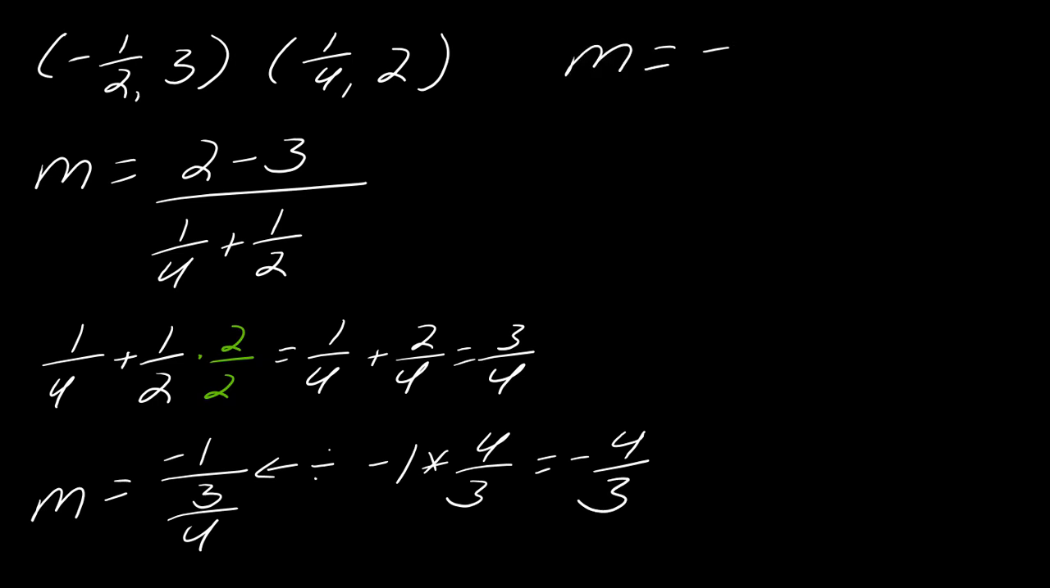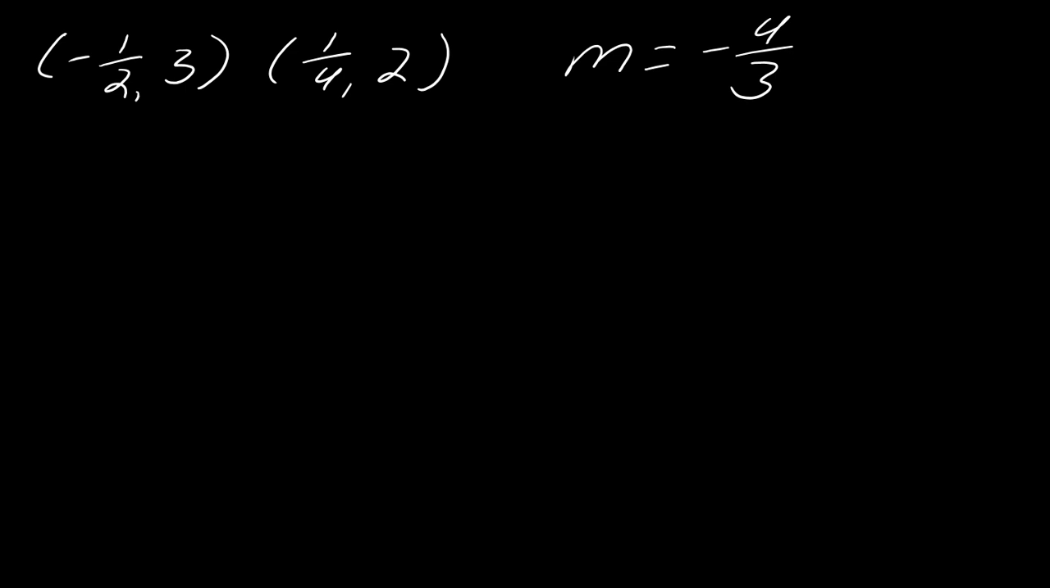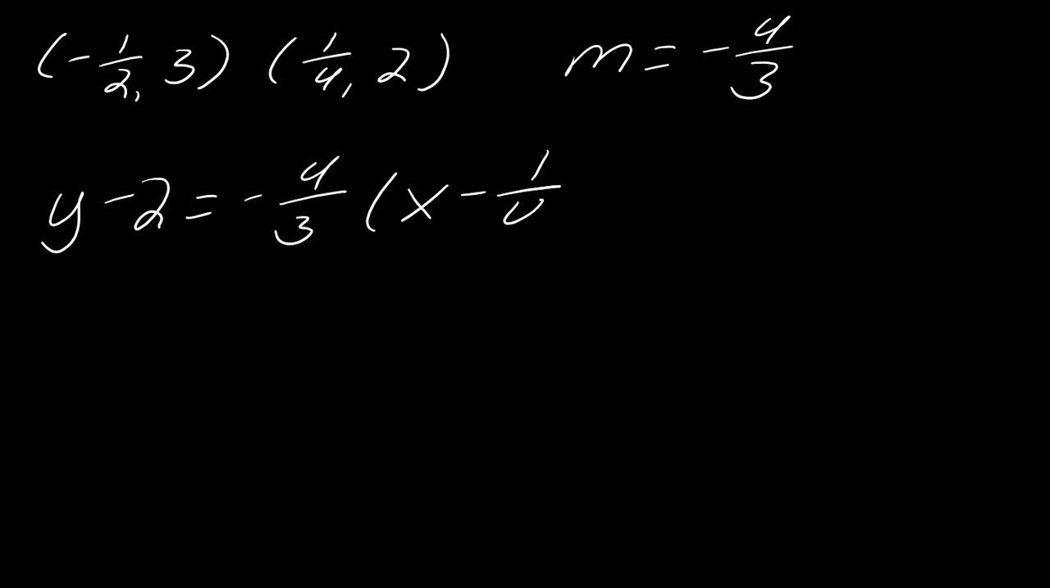So I'm going to go ahead and just note that over here. And let me clear some space. And so now I've got my slope and I can choose which points I want to use. So again, I'm just going to choose the more positive of the 2 points. So this will become y minus 2 equals -4 over 3 times x minus 1/4. Okay, so let's go ahead and distribute.